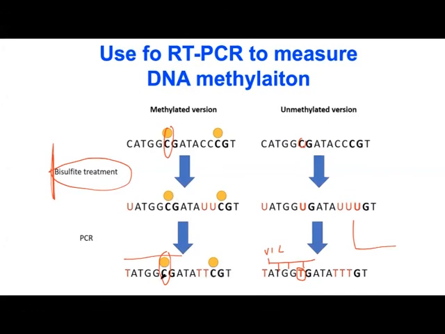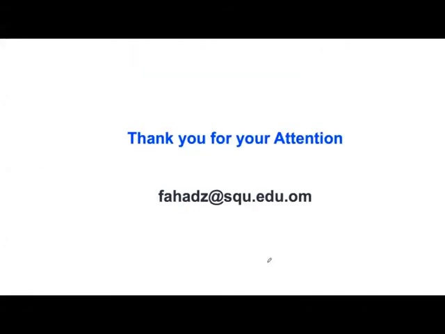Because remember, this is a C and this is a T, so they would have different melting behavior. Same PCR product size, but different melting behavior. It can tell you whether the sample is methylated or not methylated, and you can use HRM. But again, HRM is not commonly used for methylation, but you can still use it. Many people use methyl-specific PCR for this purpose.